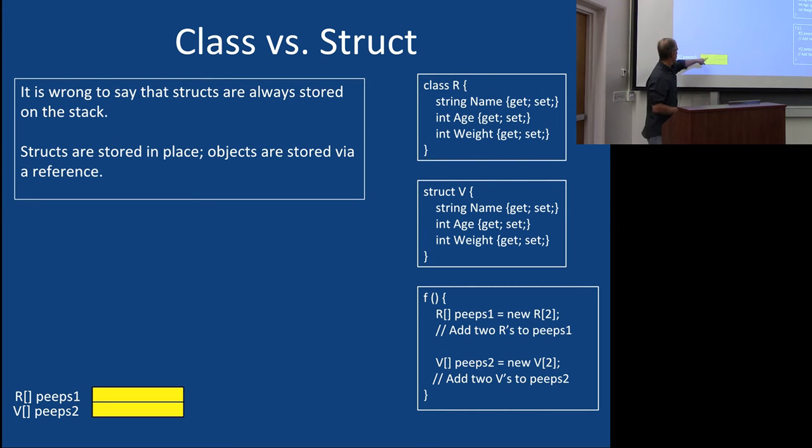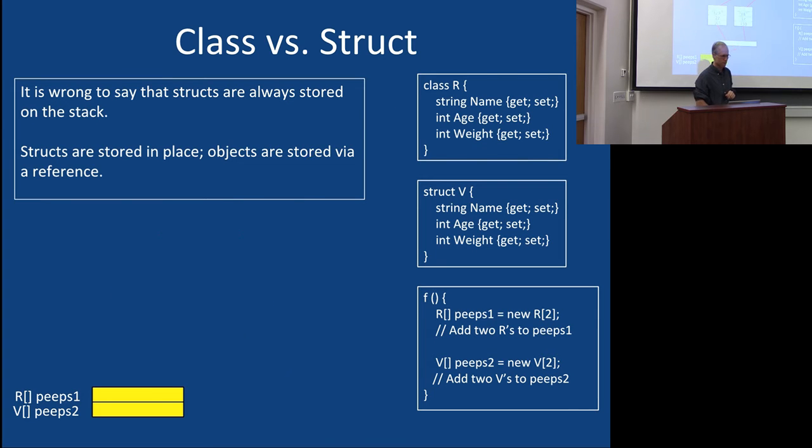What will it look like? What will be stored right here on the stack for R, or for peeps 1? Right, well, what will be in this box? A reference to what? Well, careful. What's it a reference to? A reference to the list of objects in the heap. It would be a reference to an array, which in our case is two objects. What will the array contain? The two objects? References to the two objects.